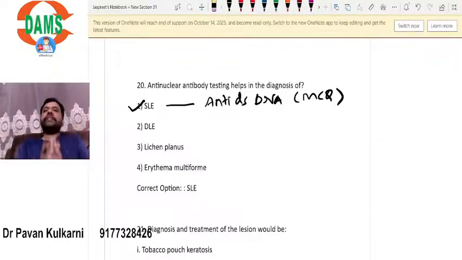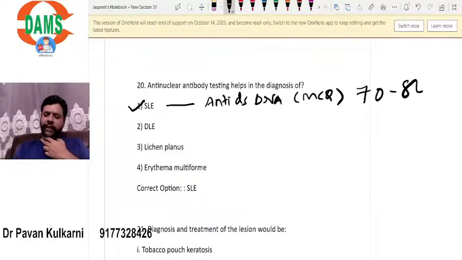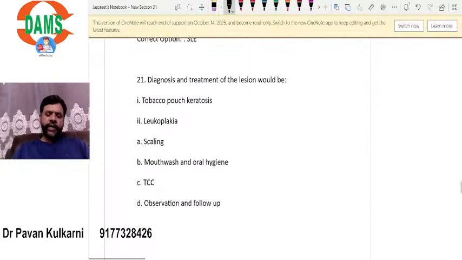Double-stranded DNA. There are other antibodies also, like anti-Smith, and you also see anti-mitochondrial. All those are there, but remember, specifically in SLE, anti-double-stranded DNA, 70 to 80% of the time, will be the most common anti-nuclear antibody that you will see in SLE patients. Okay, great. Now moving on to the next question.